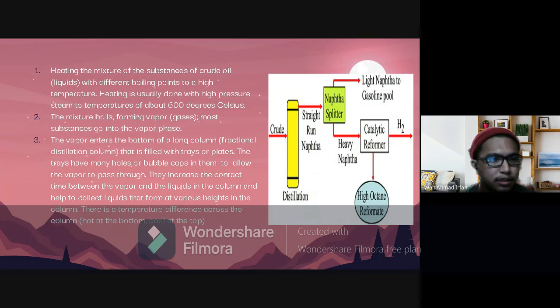The third step is the vapor enters the bottom of a long column, which is the fractional distillation column, that is filled with trays or plates. The trays have many holes or bubble caps in them to allow the vapor to pass through. This increases the contact time between the vapor and the liquid in the column and helps to collect liquid that forms at various heights in the column. There is a temperature difference across the column, which is hot at the bottom and cool at the top.